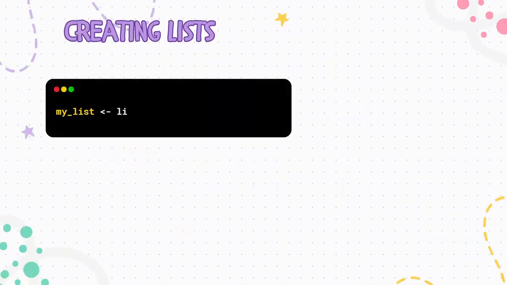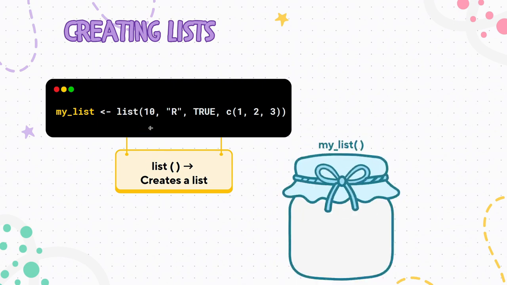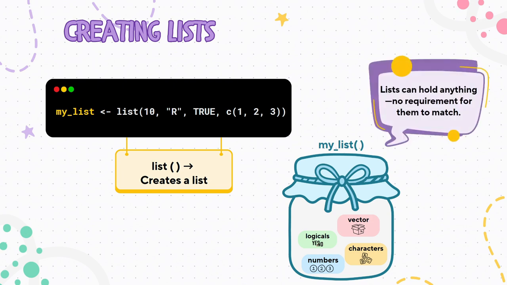So, now that you have a basic idea about what lists are, let's see how we can create a list. Inside R, you can create a list with the help of the list function. So the function list, and then the list of values that you want to create a list with inside the parentheses, creates a list. Here we have created a list with the list function, and inside it we put a number and a character value, then a true or false value which is a logical value, and a vector of 1, 2 and 3 as well. Notice that we don't have any requirements for them to match. And that is what makes lists extremely powerful.